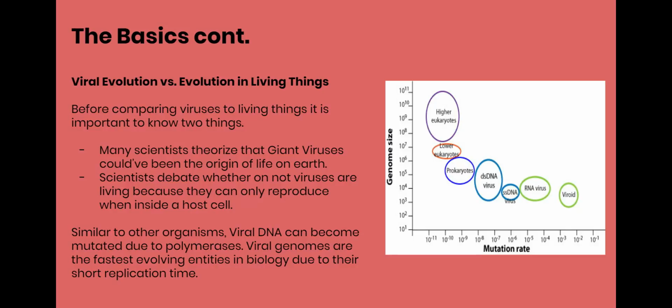Similar to other organisms, viral DNA can become mutated due to polymerases during replication. Viral genomes are, in fact, the fastest evolving entities in biology due to their short replication time, and that can be seen in the graph here. You can see the replication time and mutation rate for DNA viruses and RNA viruses.